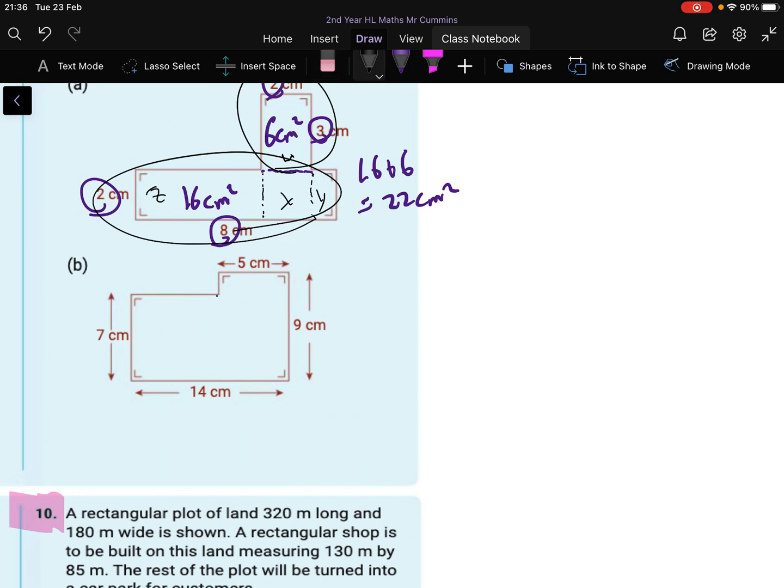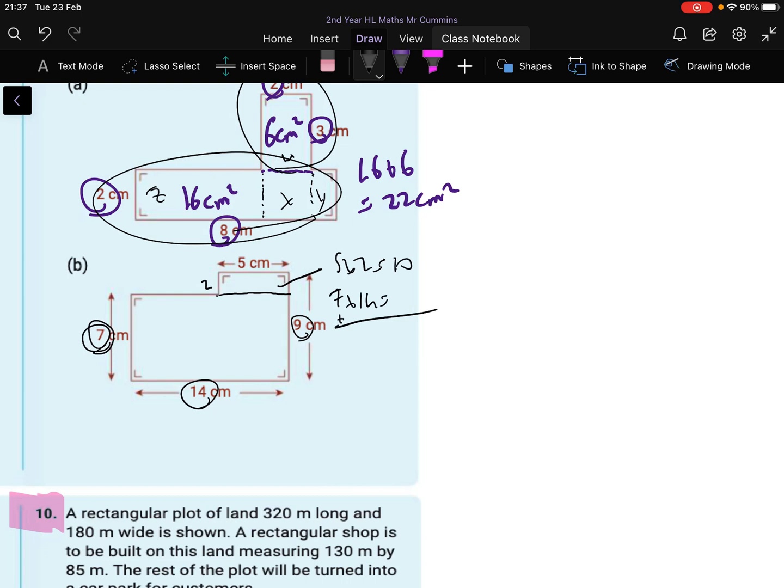But if I put a line across here, and we know that over here is 7, and this side is 9, so this here is going to be 2. This here is going to be 2 centimeters. So I can find the area of this small one is going to be 5 by 2, which is 10 centimeters squared. And then the area of the bigger box is going to be 7 by 14. So you're going to have 7 by 14, which is equal to, what is 14 by 7? I don't know, to be honest with you.